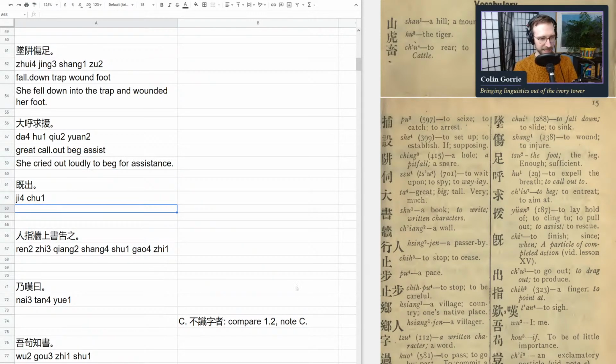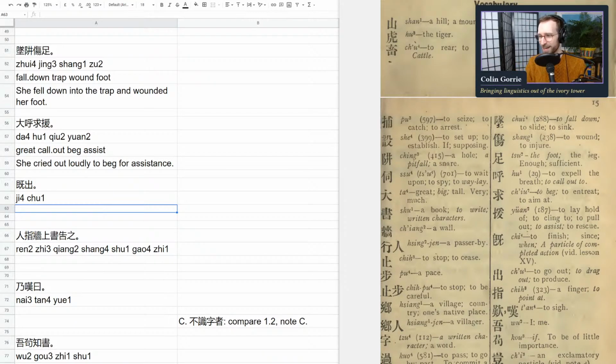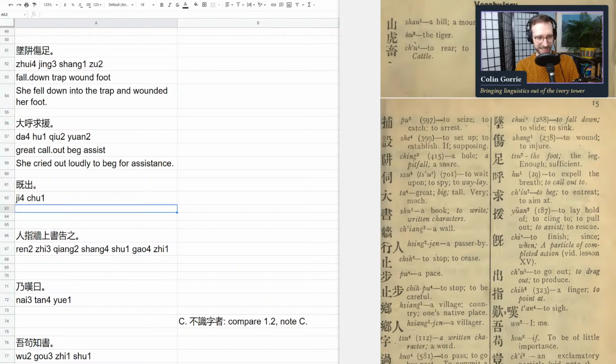Then what's next? 寄出. Oh dear. Brant, you're not helping me here. To finish, since, when, or a particle of completed action. Whenever we get this thing, it's a particle. It's just a challenge. But I guess that's the point. Okay. A particle of completed action. When we have these two options before us that Brant gives us, let's see what else we have. Chu, to drag out.